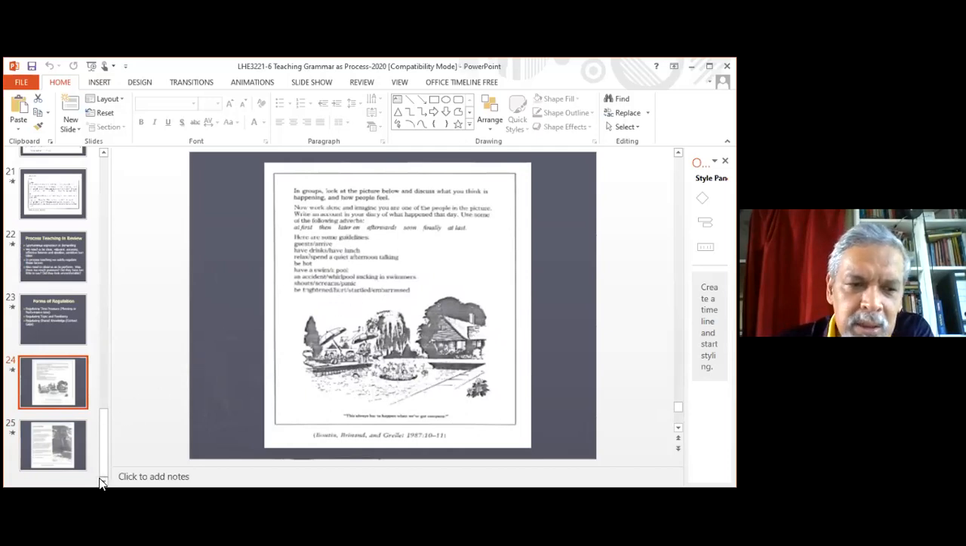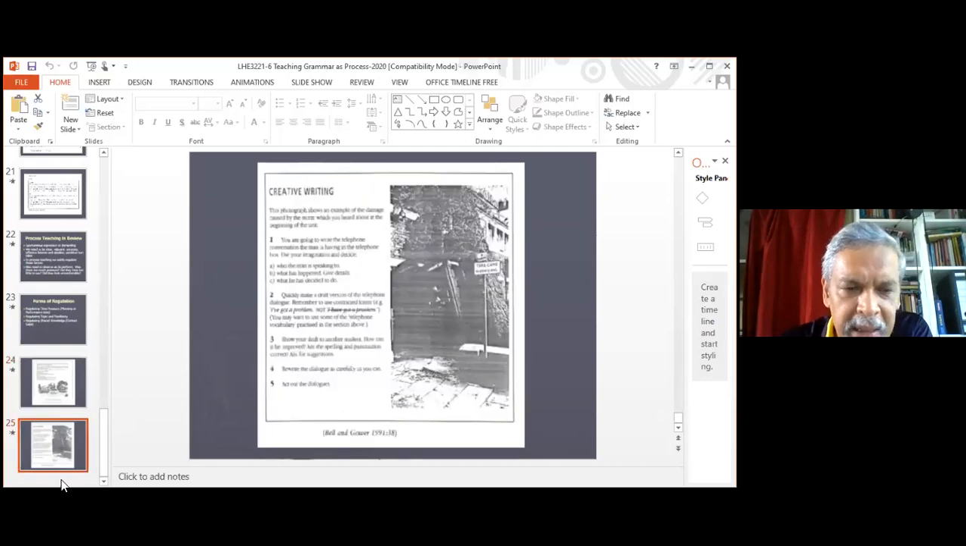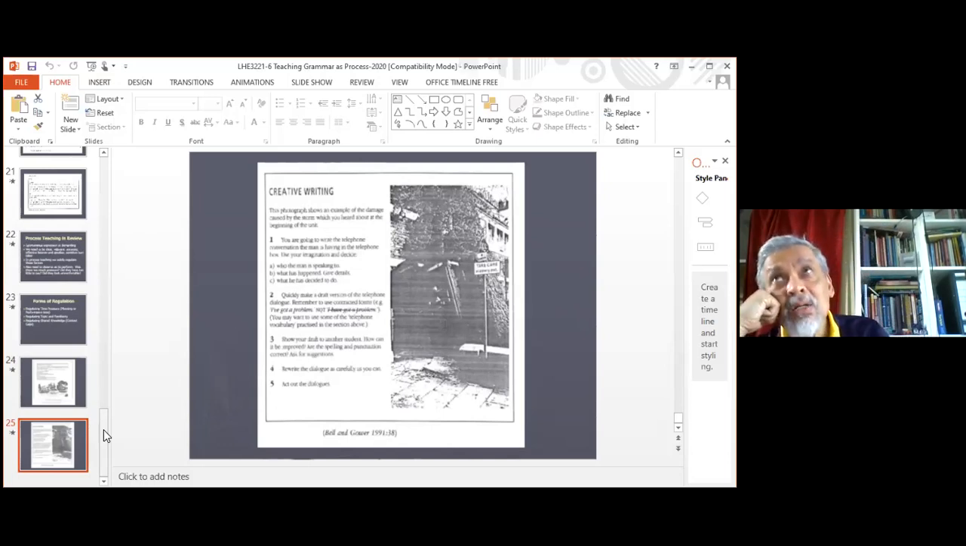So I don't have a slide at the end of this. This is the last slide. But if I were to highlight process teaching, like I highlighted product teaching, the concepts in process teaching are regulating, and also gaps, different kinds of gaps, information gaps. These are among the concepts in process teaching. So we're done with teaching grammar as product. We're done with teaching grammar as process.